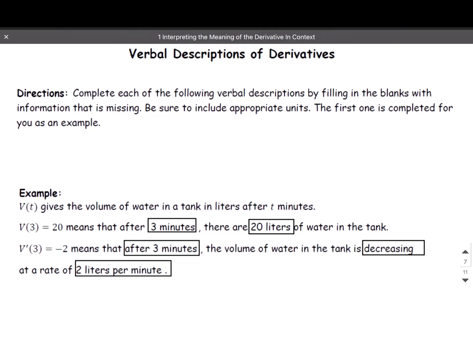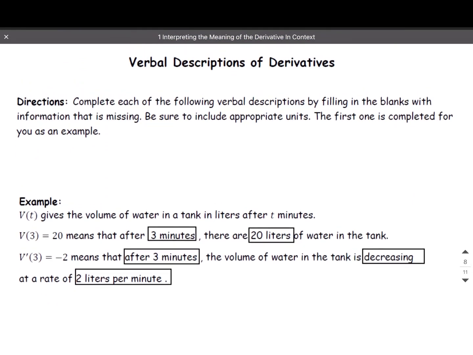Some more verbal descriptions of derivatives. We're going to complete each of the following verbal descriptions by filling in the blanks with information that is missing. Be sure to include appropriate units, and the first one is completed for you as an example. So if V of t gives the volume of water in a tank in liters after t minutes, then V of 3 equals 20 means that after 3 minutes, there are 20 liters of water in the tank. Now V prime of 3 equals negative 2 means that after 3 minutes, the volume of water in the tank is decreasing, because this is negative, at a rate of 2, and the units on V was liters, and the units on time per minute.